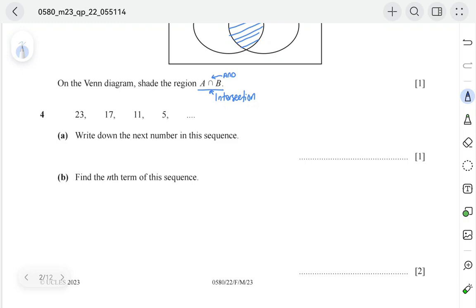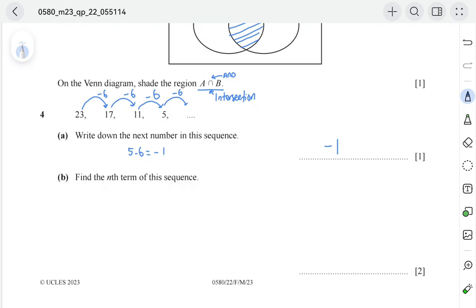Moving on now to question 4, we have a sequence. The first thing we do with sequences is that we always try and see what is the intervals between each of the terms. From 23 to 17, we have the -6. If we minus 6 from 17, we get 11. Between 11 and 5, it's also -6. Now to find the next number in this sequence, well, it makes sense to just -6 once again, and 5 minus 6 equals -1.